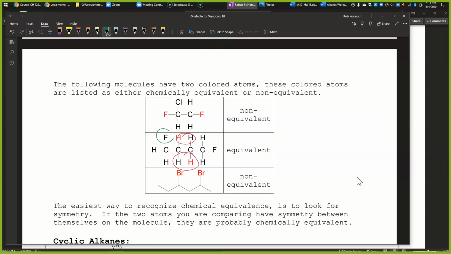And all these hydrogens that I have circled in green, they are all chemically equivalent to each other, but they're not chemically equivalent to the ones that I have circled in red.